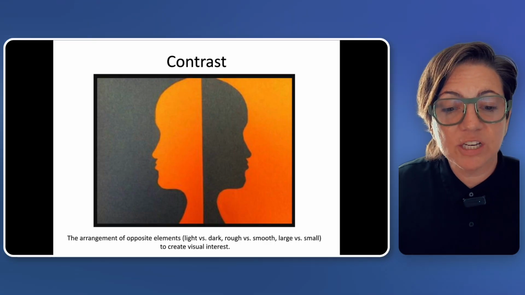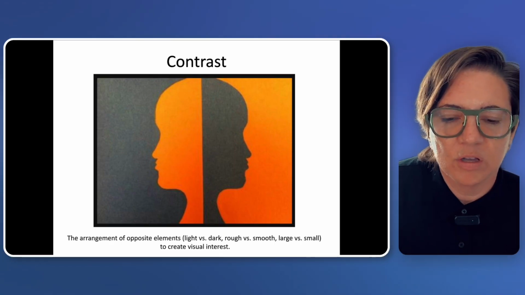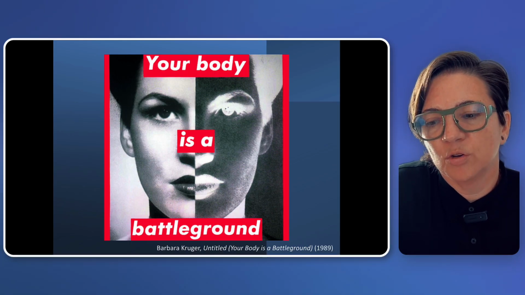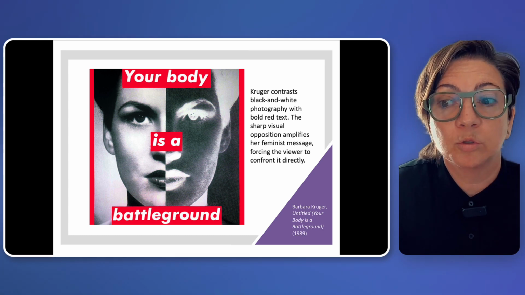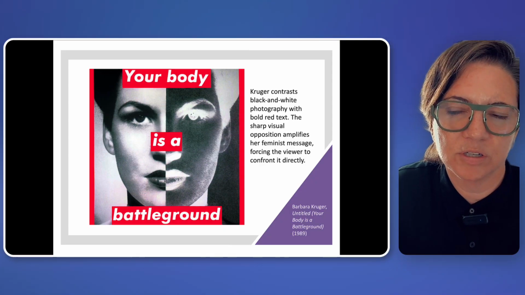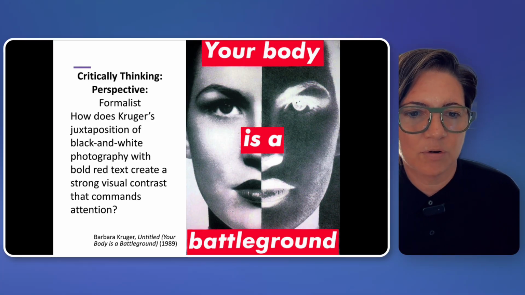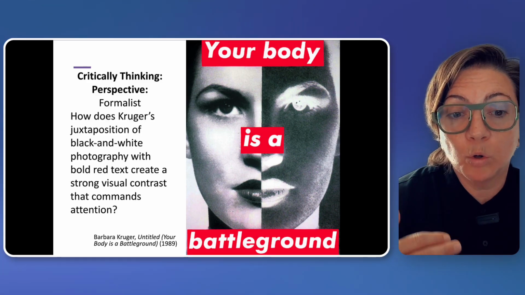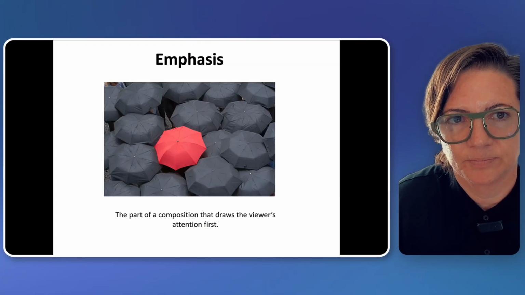Contrast. Contrast is the arrangement of opposite elements, light versus dark, rough versus smooth, large versus small, to create visual interest. In Barbara Kruger's Untitled, Your Body is a Battleground, 1989, Kruger contrasts black and white photography with bold red text. The sharp visual opposition amplifies her feminist message, forcing the viewer to confront it directly. Critically thinking, how does Kruger's juxtaposition of black and white photography with bold red text create a strong visual contrast that commands attention?